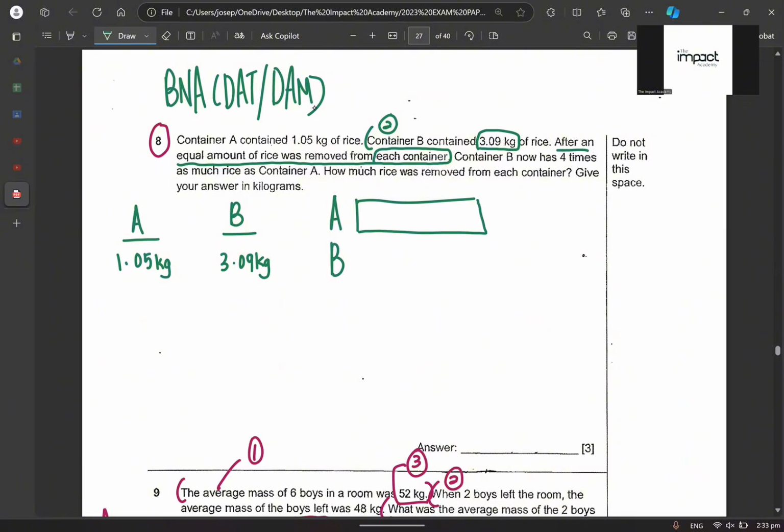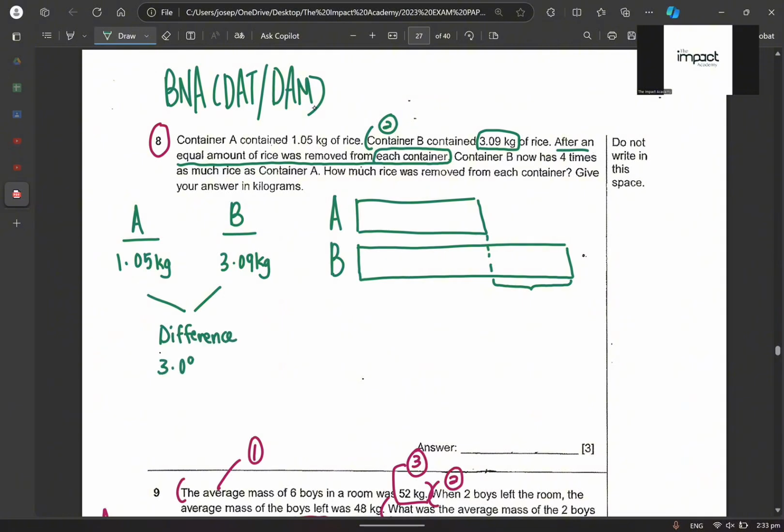Now for A itself, it's this much. For B is definitely greater. Let's show their difference. Their difference here is actually 3.09 kg minus away 1.05 kg. So when I do 3.09 minus away 1.05, we get to an answer of 2.04 kg. This is only the difference. This is not the answer, okay?